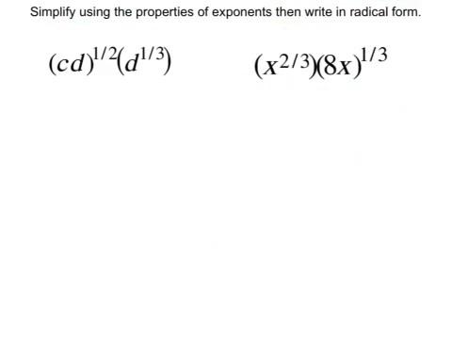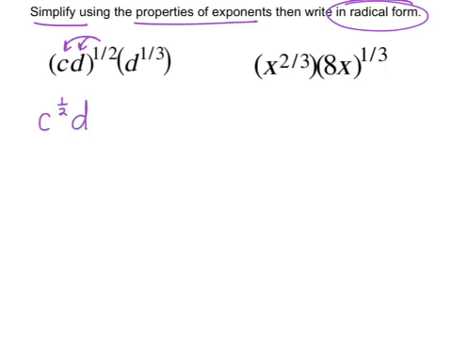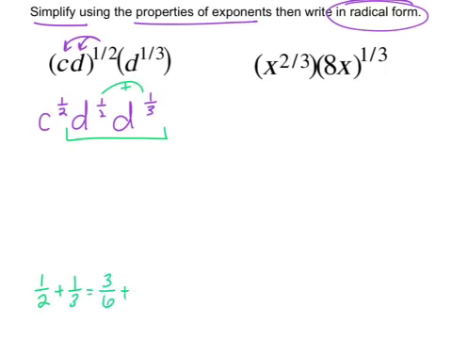And last but not least, 2 more to try. It says simplify using our properties, write it in radical form. So here in this first one, we're going to have to distribute that 1/2. So we get c to the 1/2, d to the 1/2, and then we have a d to the 1/3. From there, like things, we have 2 d's. We can add up those exponents. 1/2 plus 1/3 is 3/6 plus 2/6. So our exponent is really going to be 5/6. So we have c to the 1/2 and d to the 5/6.